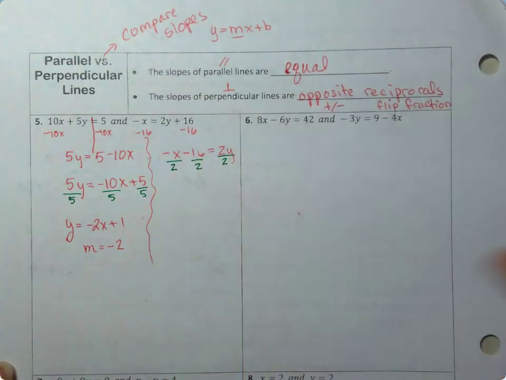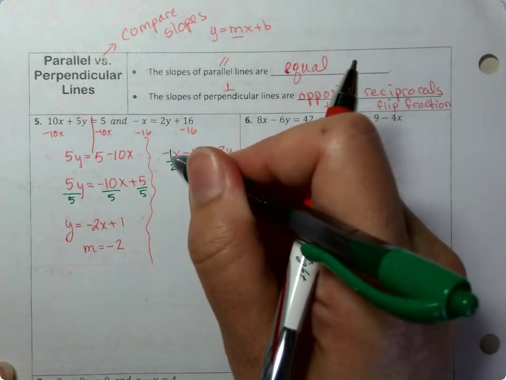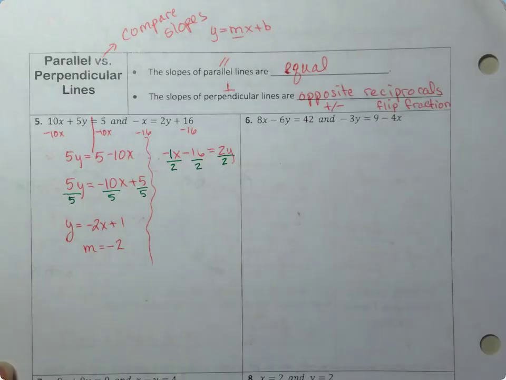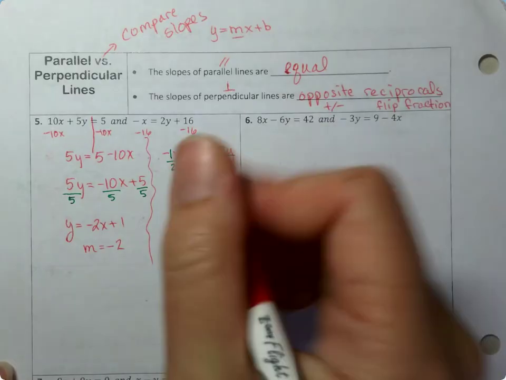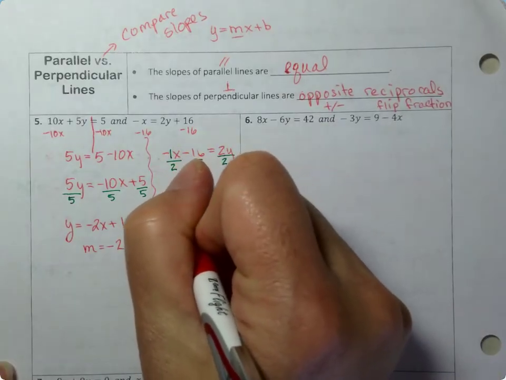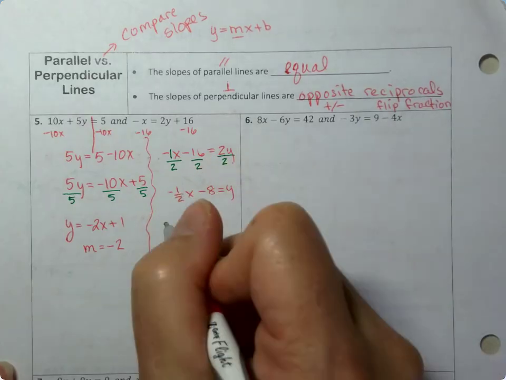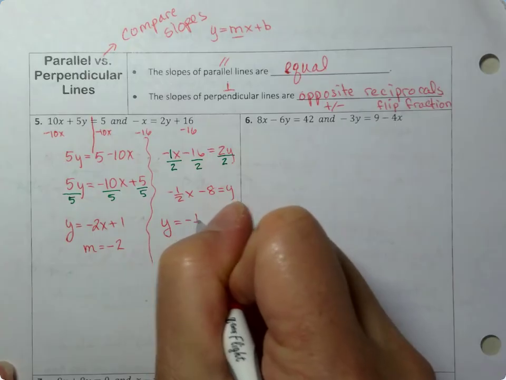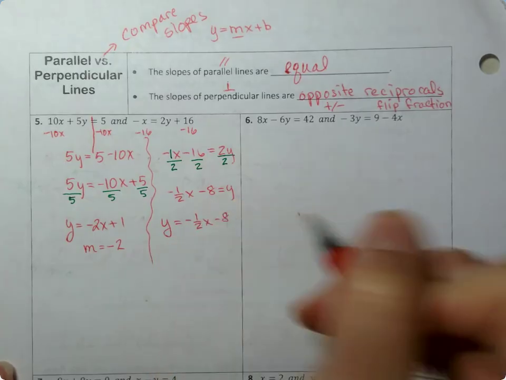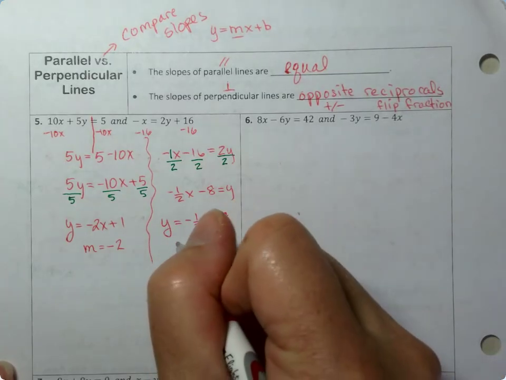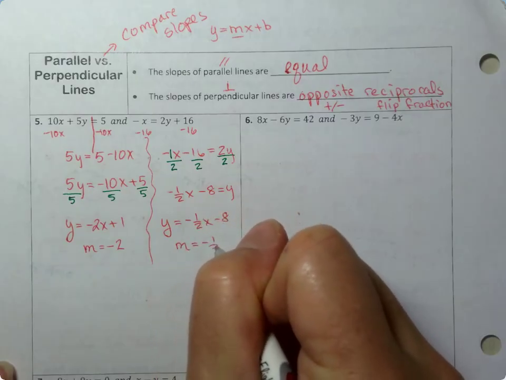So I end up with, what's this number in front of the x here? Isn't that a -1? Isn't dividing by 2 the same as multiplying by that 1/2? So I have -1/2 x minus 8 equals y. If that bothers you, rearrange it. Y equals -1/2 x minus 8. Slope is always paired with x, so the slope is -1/2.